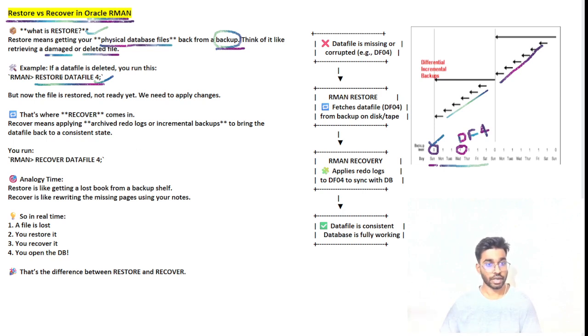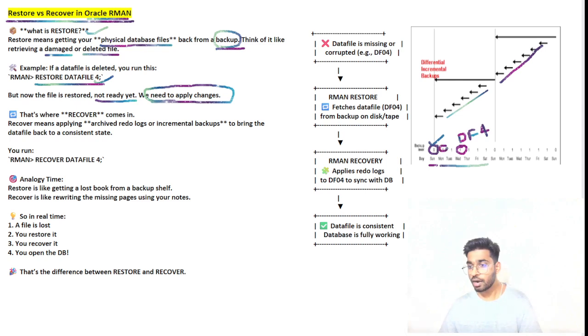But after restoring data file 4, we need to apply the changes as well. What does applying the changes mean? See here, we are taking Monday, Tuesday and Wednesday. Whatever block changes happened in between, we are taking backup of those changes, that is the differential level backup, correct? Those differential backups we need to apply, and that is called recover.